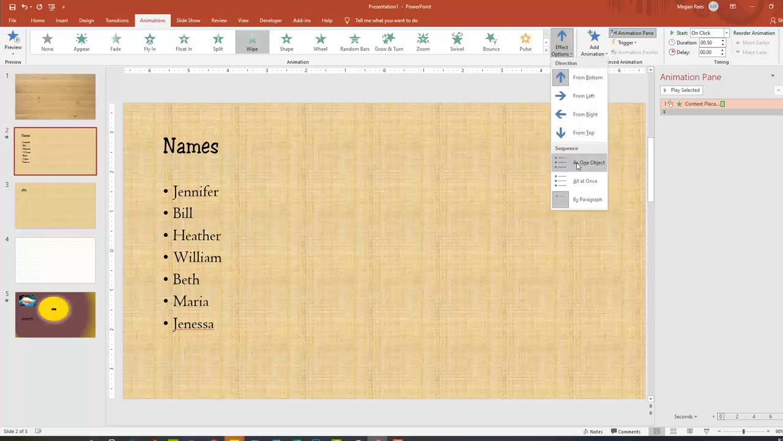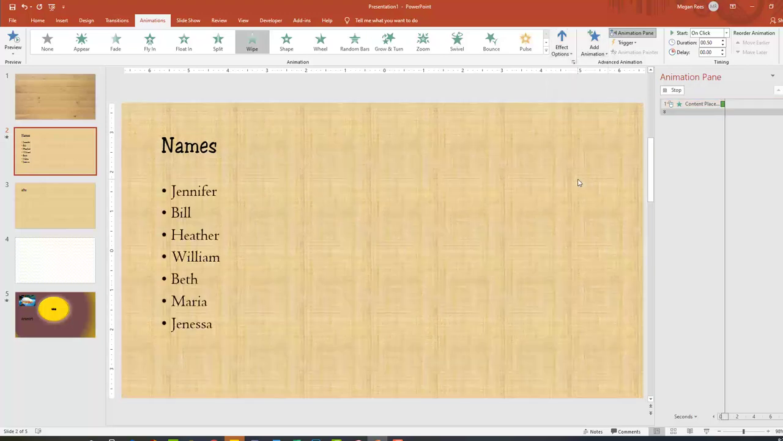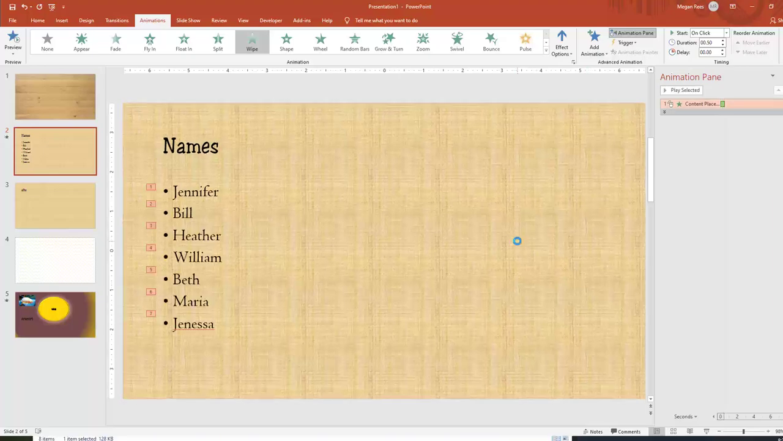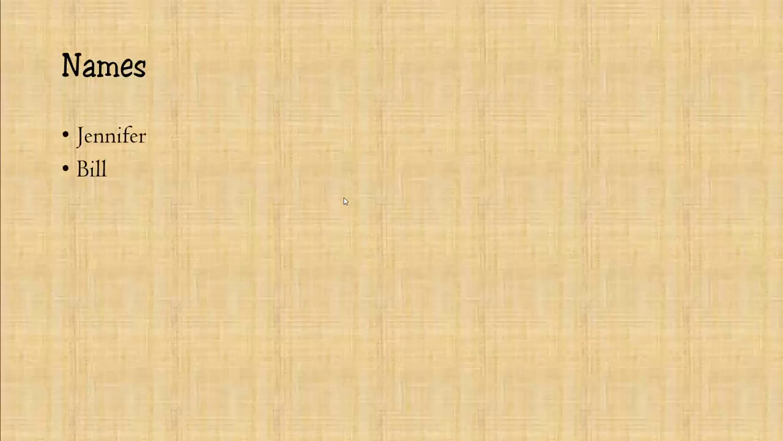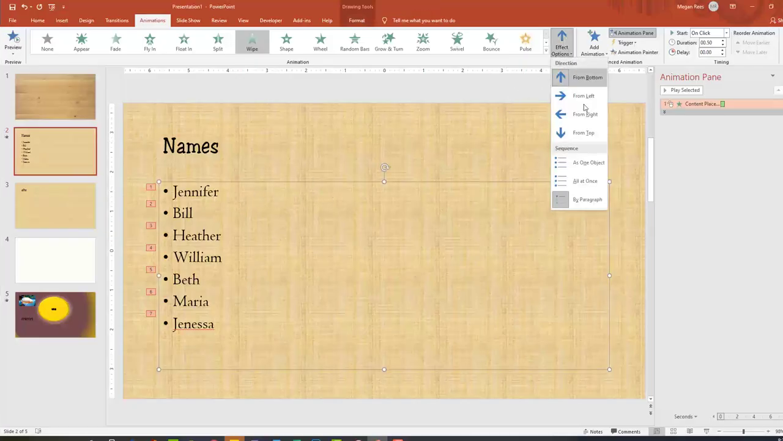Do I want it to come in as one object all at once or by paragraph? As one object, they're all going to come in at the same time. If I do all at once, they come in like that. Or by paragraph, they're going to come in one at a time. So let's watch it. If I go through it, I'm having to click each time to get that to come in. But if I change that to as one object, then when I come to it, I just clicked once and they all came in.